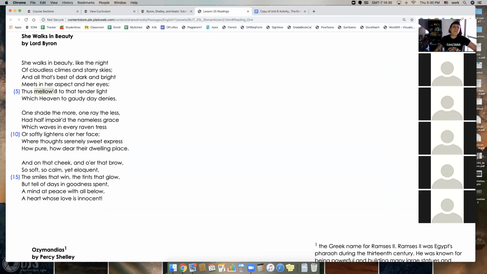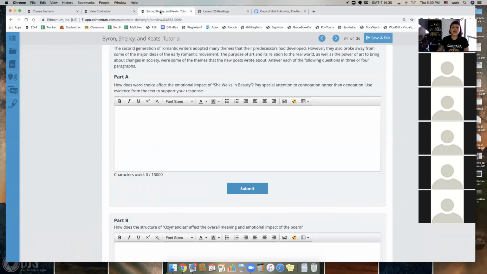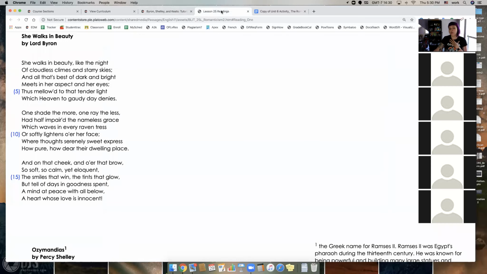So we have words like mellowed and tender and grace and things like that. So the emotional impact, I find this poem very calming. It's sweet, it's nice. And so his word choice affects that. It affects the overall tone of the poem. He uses simple words to describe this simple beauty that is not only outside but within.